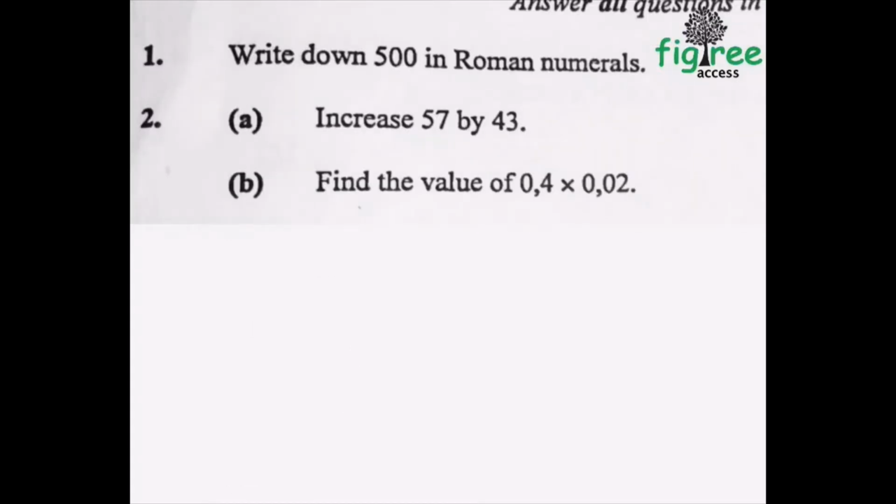Let's go to number 2B. Find the value of 0.4 times 0.002. You can do 2 methods. The first method is that you can just multiply 4 times 2 and you get 8. Then you count how many numbers we have after the decimal point: 1, 2, 3. So your answer will be 0.008. You must have 3 decimal places.